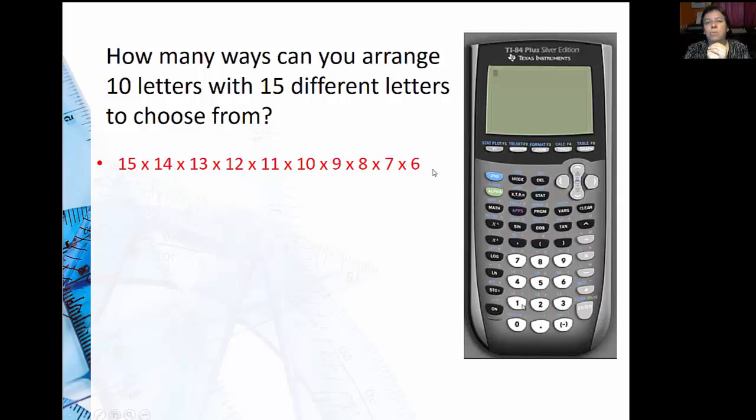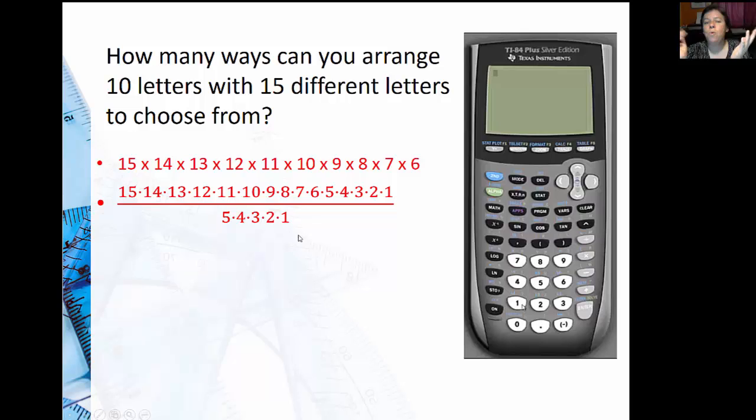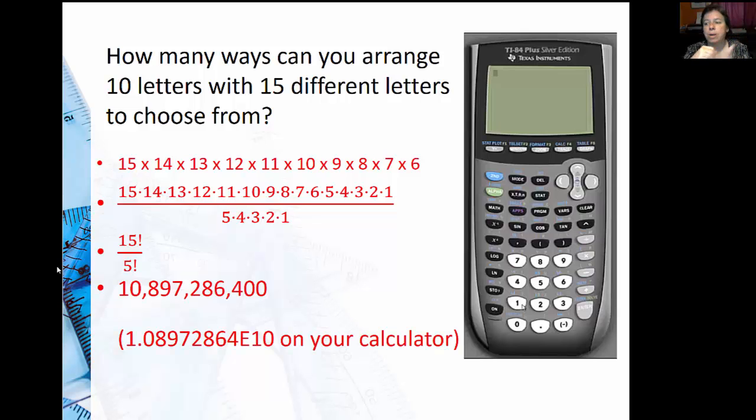So if I turn this into a fraction, and I go times 5 times 4 times 3 times 2 times 1 on top, and I do the same thing to the bottom, I still have the same number. So this looks like 15 factorial over 5 factorial, which is going to be a very big number. Let's see, we got billion, 897,286,400.